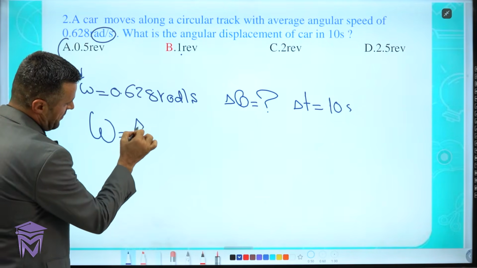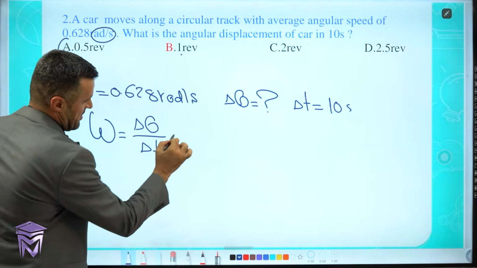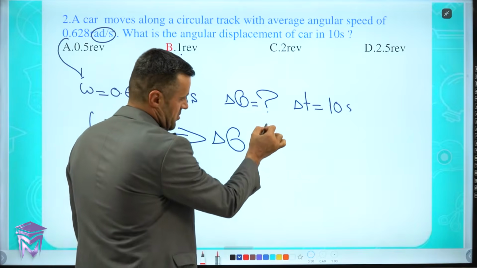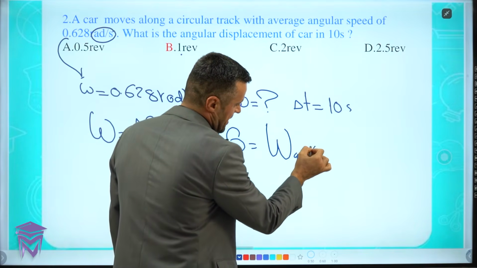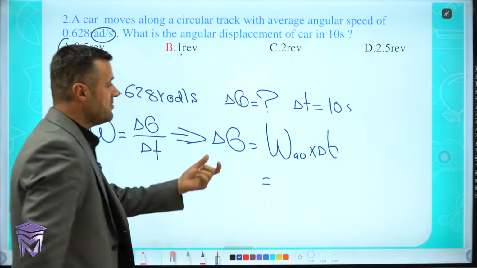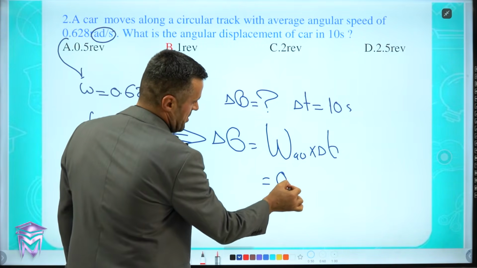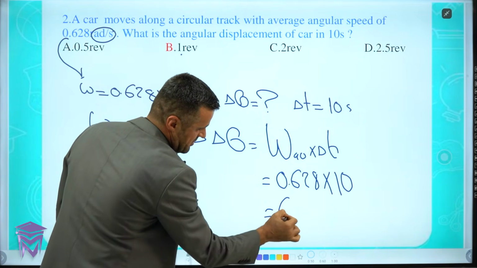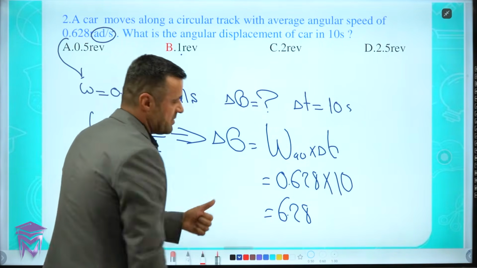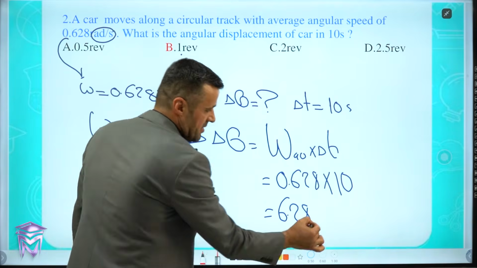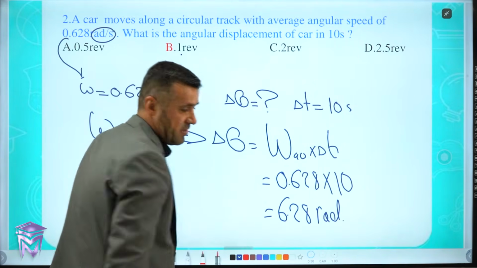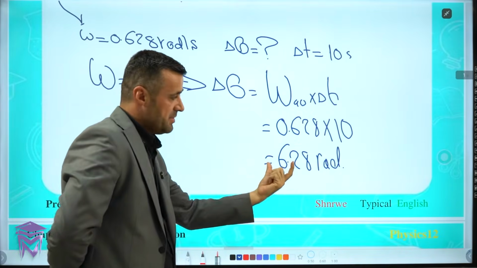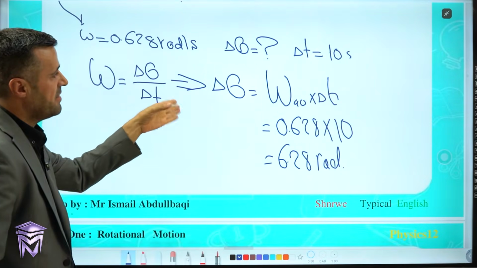According to the information, we have to write the main rule of angular speed. Angular speed equals theta over t. When we want to find delta theta, it equals omega times t. Omega, average, times time interval. The amount of omega is 0.628 times t and equals 6.28. What's the unit of theta? It is rad.